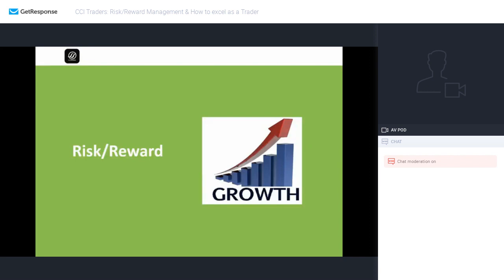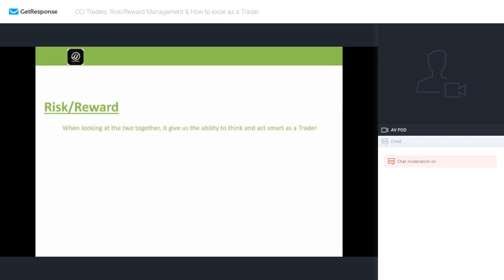So now let's combine risk and reward together. When looking at the two together, it gives us the ability to think and act smart as a trader. Over the years, I've taught many people how to trade the markets, one-to-one and in classroom situations, as many as 200 at a time. And many of those people have asked me at some point, Mark, how can I increase the risk percentage per trade?